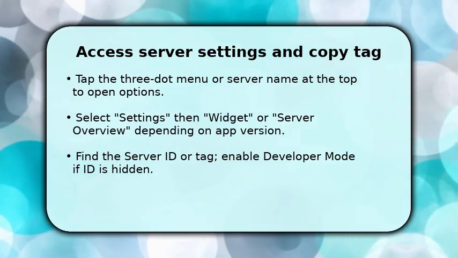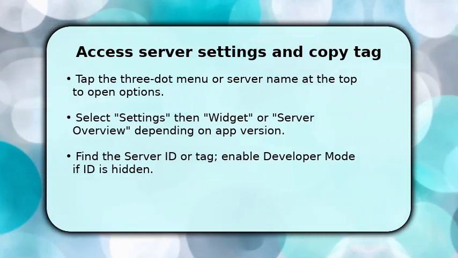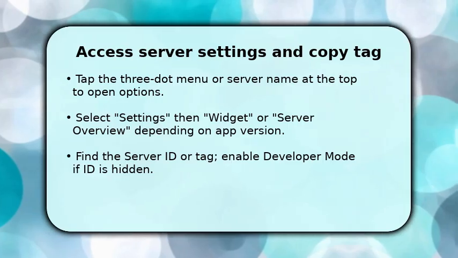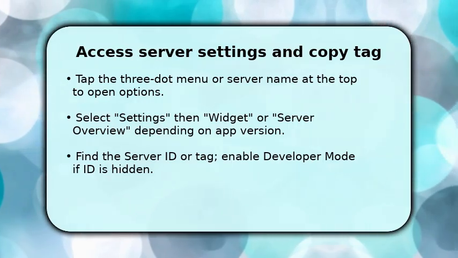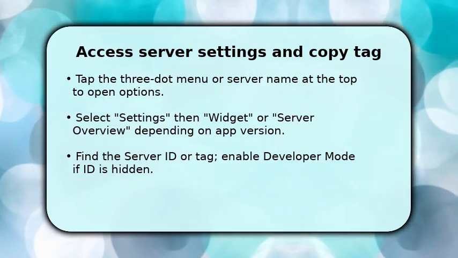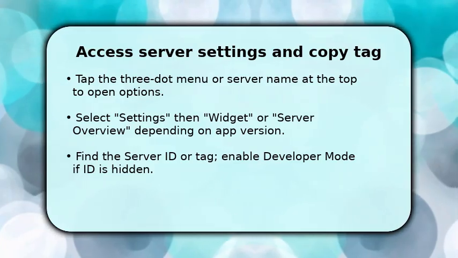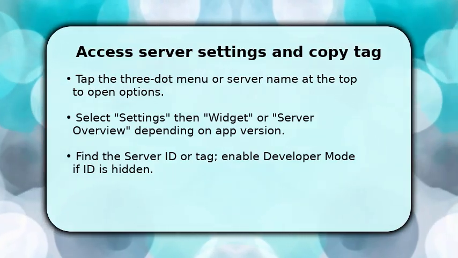Look for the server's tag shown as #name or the server ID. If you only see names, enable Developer Mode in User Settings. Go to Appearance, then Developer Mode. Then long press the server icon and tap Copy ID. Once copied, you can paste the ID where needed. This reveals the server tag for bots and integrations.